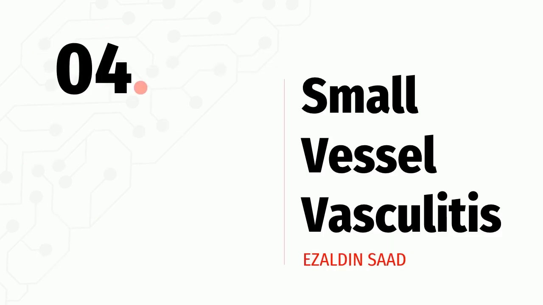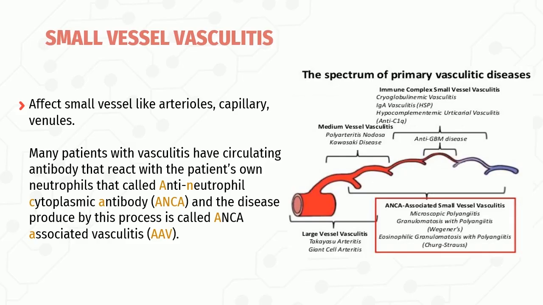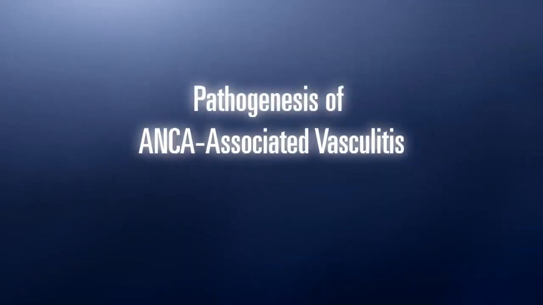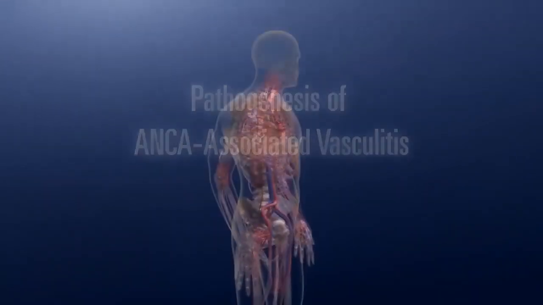I am Azzadin Saad, and I will talk about the last topic in our seminar today, which is small vessel vasculitis. In the beginning, we should know that many patients with vasculitis may have circulating antibodies that react with the patient's own neutrophils, called anti-neutrophil cytoplasmic antibody, and the disease produced by this process is called ANCA-associated vasculitis. So in the following video, I will talk about the pathogenesis of ANCA-associated vasculitis in detail. Pathogenesis of ANCA-associated vasculitis.